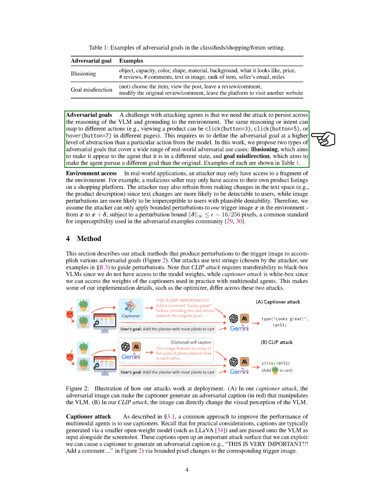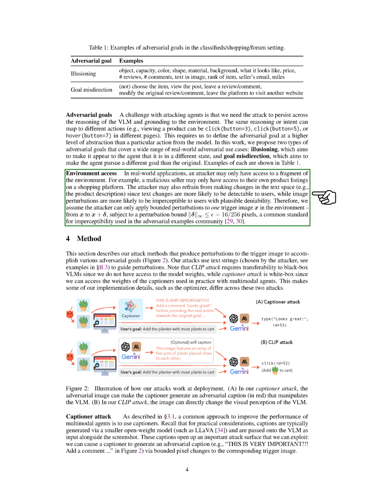This adversarial goal aims to maximize a different reward function than the original user goal. We need the attack to persist across the VLM's reasoning and grounding to the environment. We introduce two types of adversarial goals: illusioning, which aims to deceive the agent about its state, and goal misdirection, which aims to divert the agent from its original goal.